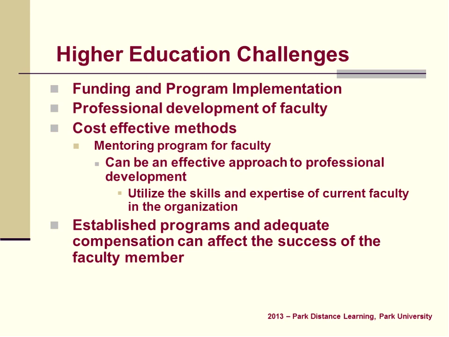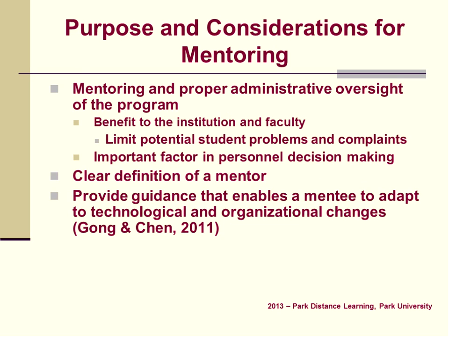Now, one thing to consider is having someone where you can utilize the skills and expertise of a faculty person within the organization that can be used as an effective mentor. The established programs and adequate compensation can affect the success of the faculty member. If there is inadequate compensation, then the level of mentoring may fall. It may be unsatisfactory, and the situation for the faculty member may have some challenges later on down the road. Purpose and considerations for mentoring.